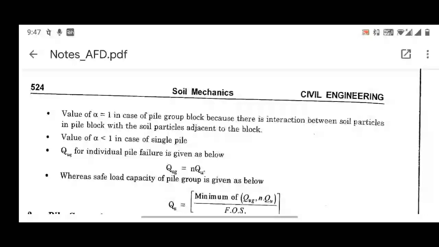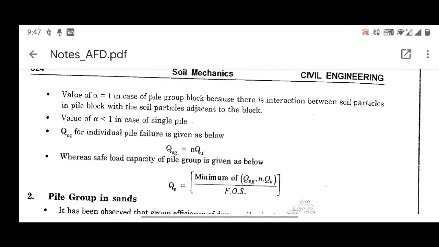So Qug for the individual pile failure can be given like this. Qug for the individual pile will be the summation of the ultimate loads of individual piles. So Qug is equal to n times Qu. Individual piles you will compute and multiply by the number of piles that are installed in the group.